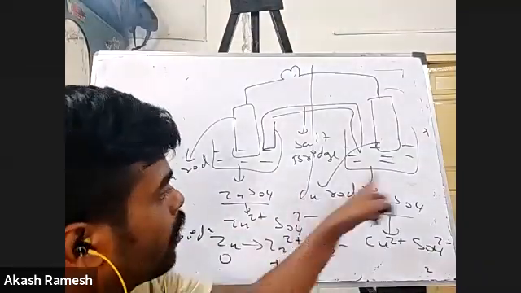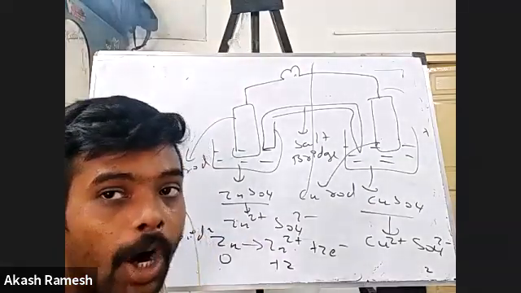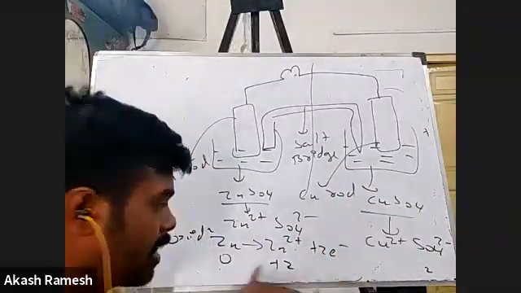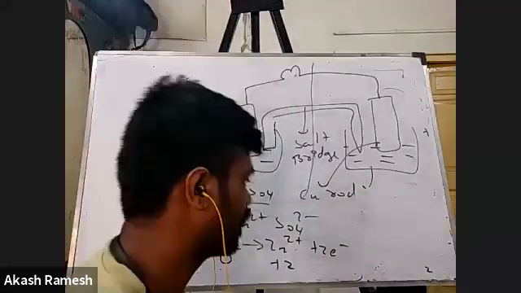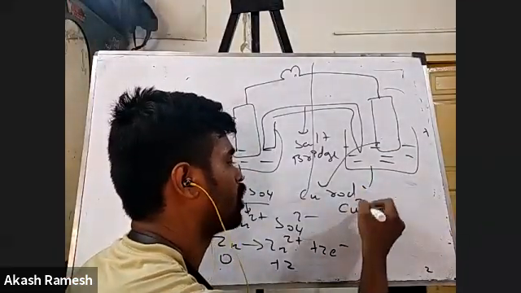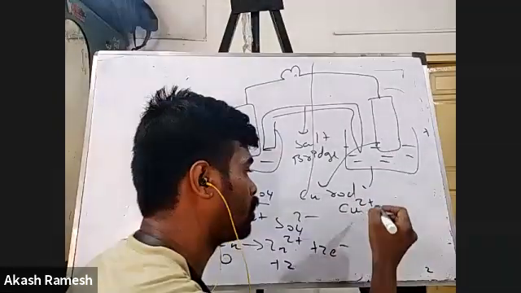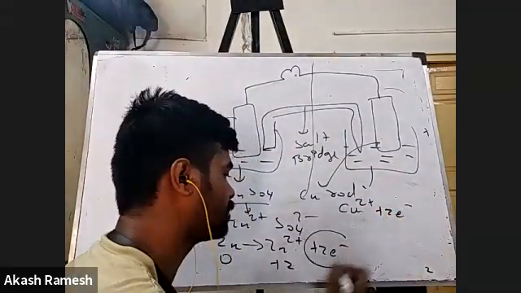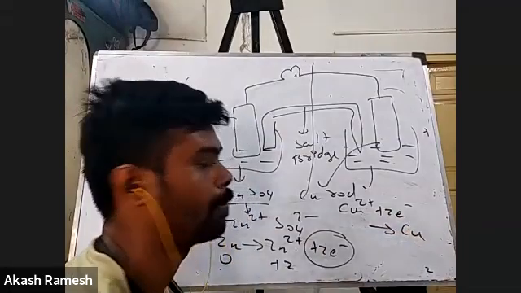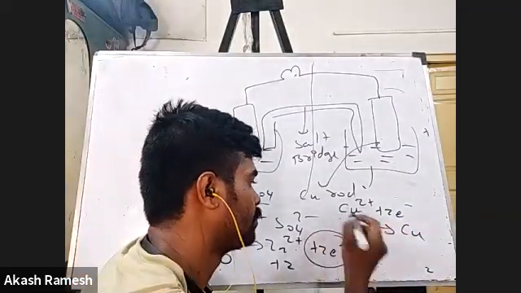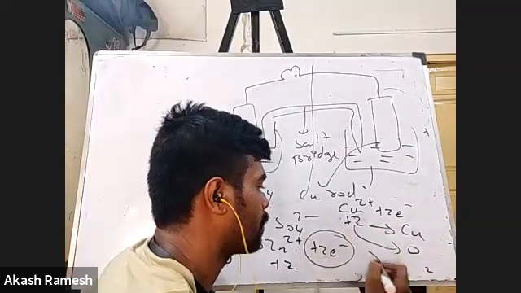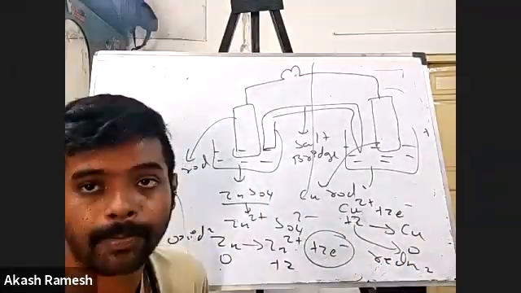Now when I go to this side, obviously it cannot undergo oxidation because zinc has already undergone oxidation. So what will happen is reduction is going to happen. I already have Cu2+ ions here in the solution. Now these Cu2+ ions will accept these 2 electrons to form copper. Now +2 becomes 0, so obviously it is reduction.